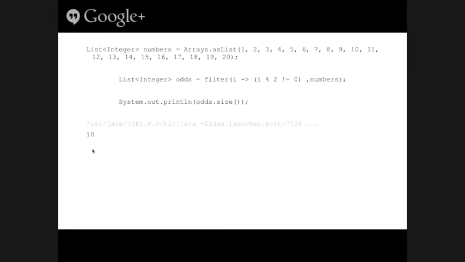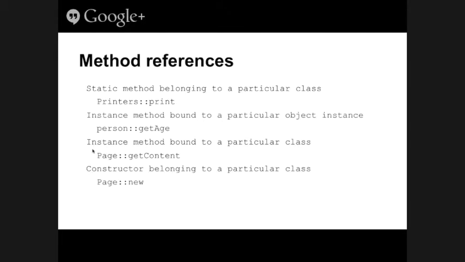But yeah, this is the simplest example. And at the end, we print out the size just to show that it's still working the exact same way. So the other important thing that has come in with this is we need to reuse existing methods that are already there. So we have method references.